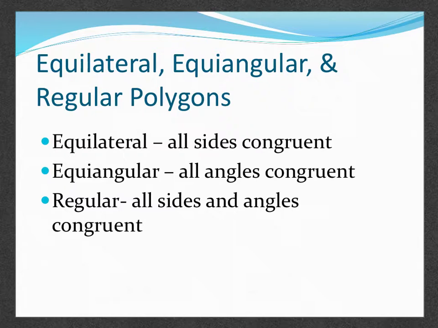Equilateral, equiangular, and regular. So equilateral, just like an equilateral triangle. Equilateral means all the sides are congruent. Equiangular means all the angles are congruent. And regular is both equilateral and equiangular.